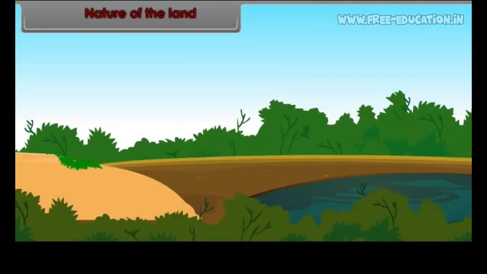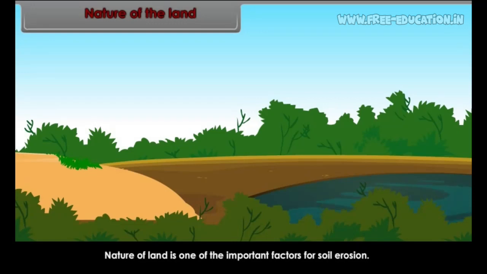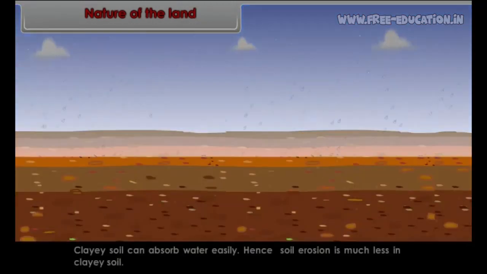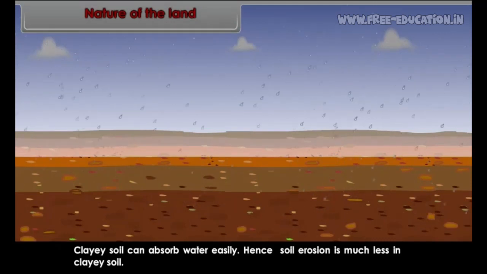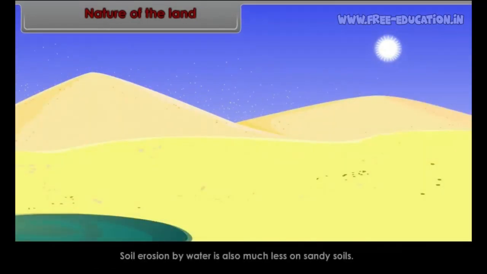Nature of the land. Nature of land is one of the important factors for soil erosion. Clayey soil can absorb water easily. Hence, soil erosion is much less in clayey soil. Soil erosion by water is also much less on sandy soils.